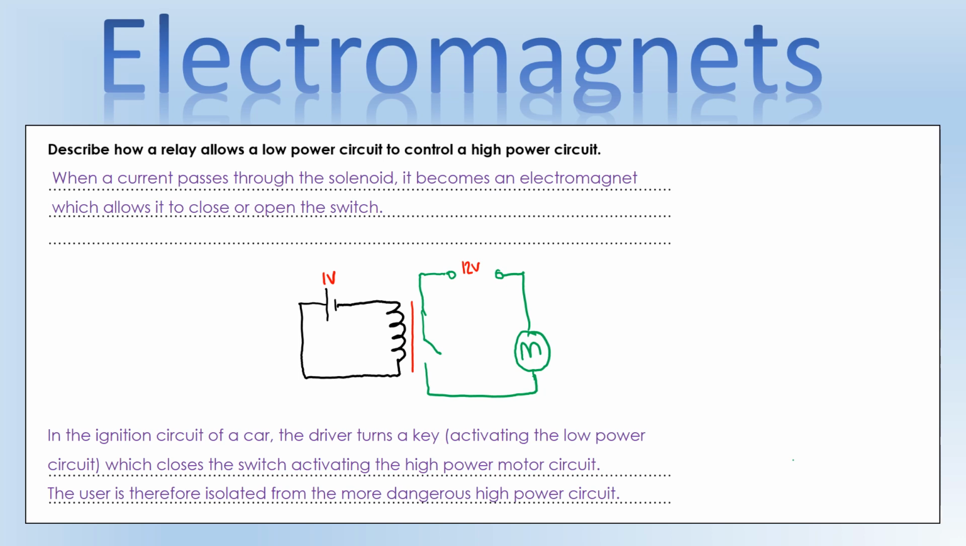And the reason you do this is the user is then completely isolated from this high power circuit because they are not directly connected into it. There is a clear gap between the two. We're just using magnetic fields to bridge the gap in here.